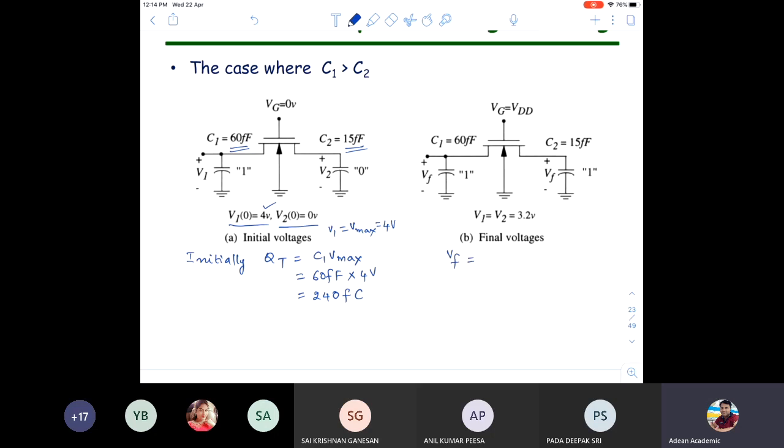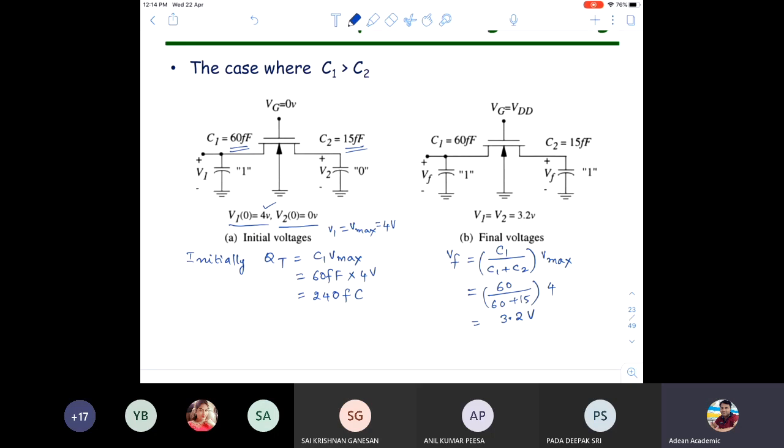Now first of all we have to find out Vf. What is the formula for Vf? Vf is equal to C1 by C1 plus C2 into Vmax. This is a formula which we have already derived in the previous slide. Now substitute the values: 60 by 60 plus 15 into Vmax, which is 4. This will become 3.2 volts.